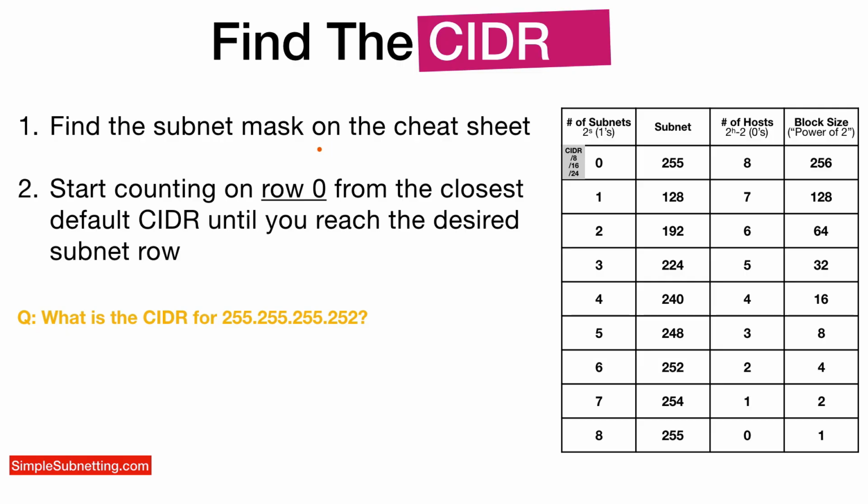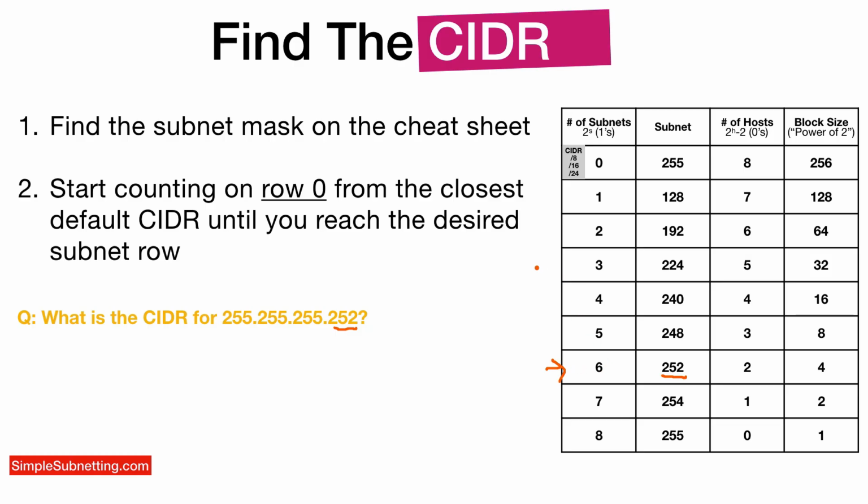Okay, so the way that you find the CIDR when they give you the subnet mask is first, you need to find the subnet mask on the cheat sheet. So for here, it's the first one without 255, which is this octet for 252. So we find 252 in the subnet column on the chart. So now we know that this is the row that we're looking for.